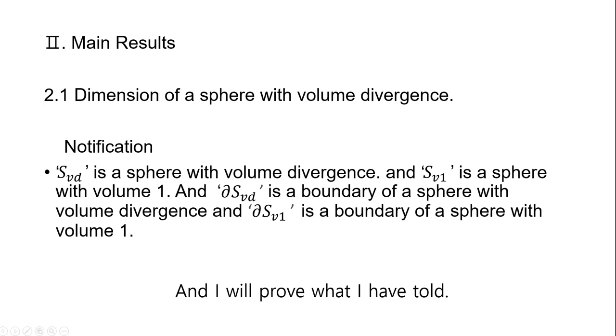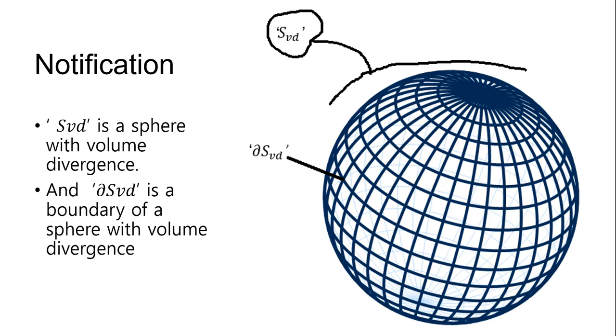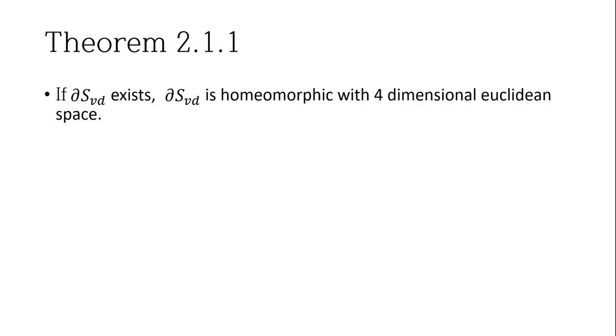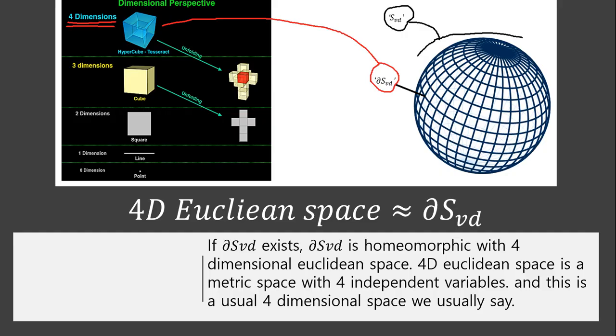Main result. The dimension of a sphere with volume divergence. Notation: S_3^D is a sphere with volume divergence, and ∂S_3^D is the boundary of a sphere with volume divergence. S_3^1 is a sphere with volume 1, and ∂S_3^1 is the boundary of a sphere with volume 1. If ∂S_3^D exists, ∂S_3^D is homeomorphic to four-dimensional Euclidean space.